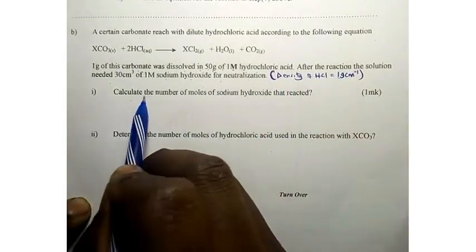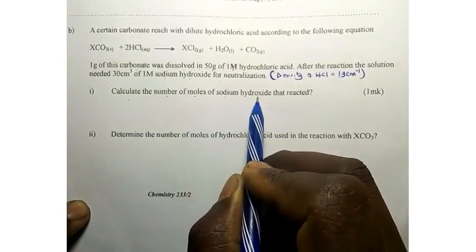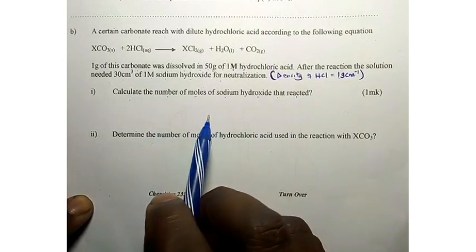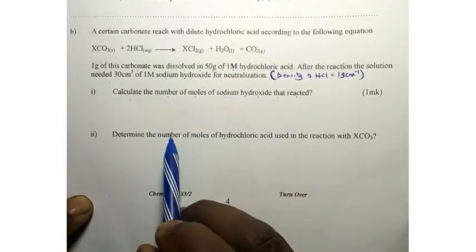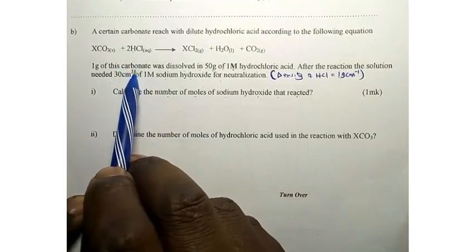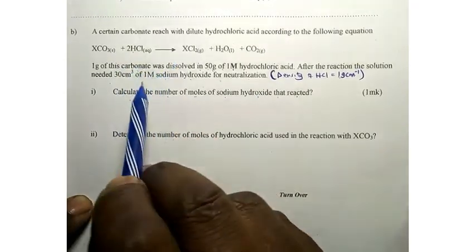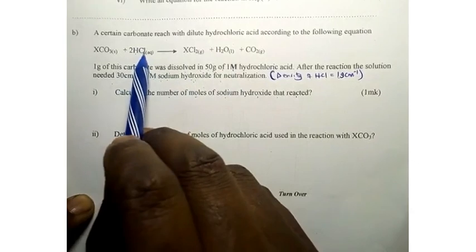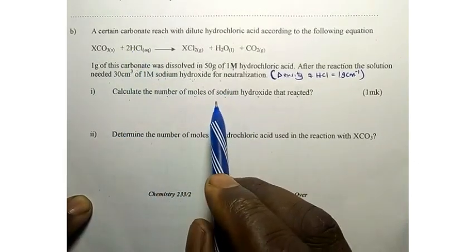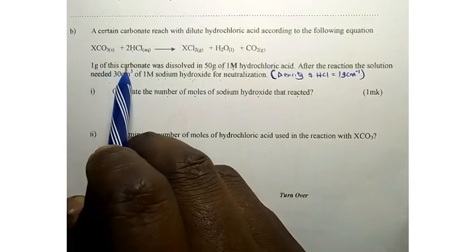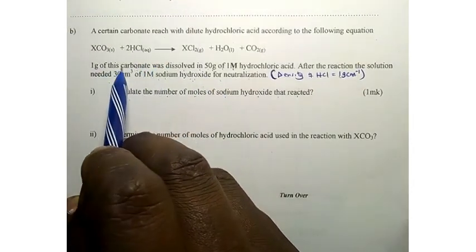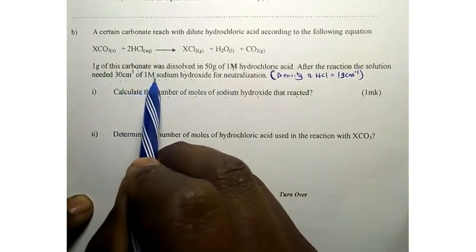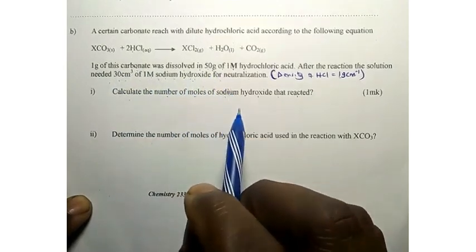The first question, calculate the number of moles of sodium hydroxide that reacted. But before we go there, it is important that you understand what kind of reaction this is. Now, this HCl is reacting with the carbonate first, and the remaining HCl is going to react with sodium hydroxide. It means that this acid was in excess. It is more. Therefore, it will react with 1 gram of the carbonate. After the reaction is over, the remaining HCl is going to react with 30 centimeters cube of 1 molar sodium hydroxide. It is important to understand that.